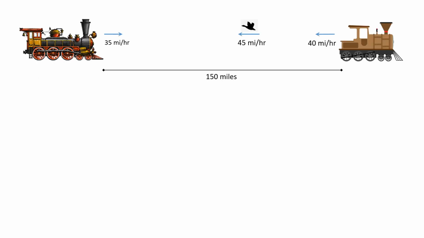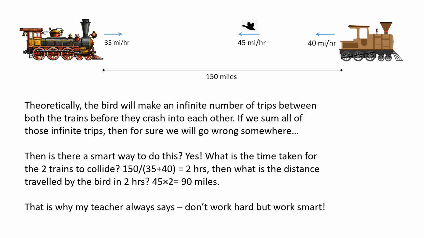Now let's look into this scenario where we have two trains and a bird, and as we know there are infinite combinations. The bird will fly from the first train to the second train and all of them start the trip at the same time, and the bird starts flying from the first train and it hits the second train, then it bounces back and it keeps going back and forth. And if you do this math, it's extremely complicated, and I'm sure we have an infinite series of trips, and when you add them up, I am sure somewhere we will go wrong in the calculation.